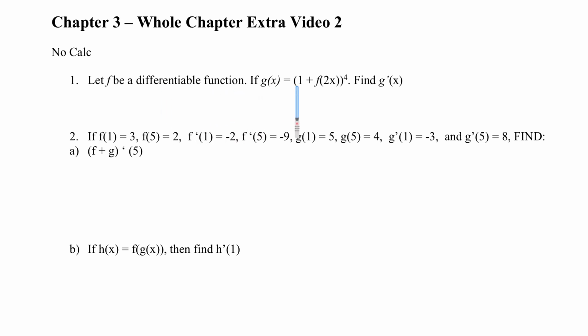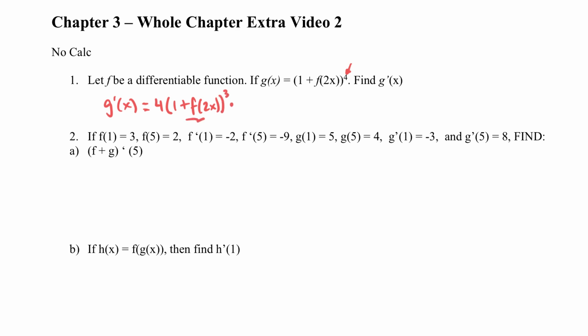If g of x equals 1 plus f of 2x, all to the fourth power, then find g prime of x. The way we can tackle this problem is, clearly we need to find g prime of x, and we're going to end up using the chain rule because that's to the fourth power there. So I would take the derivative of the outside part, which would be 4 times 1 plus f of 2x, to the third power.